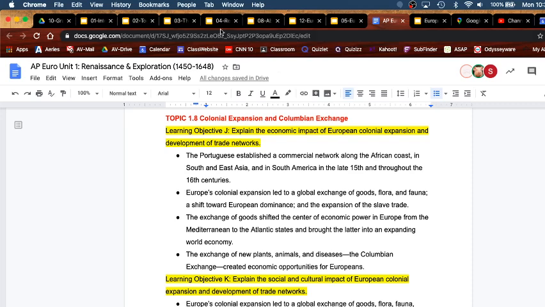And maybe I should point out one of the reasons why some of these things fall outside of the sphere of these dates is because they are very important dates, but there's also some arbitrariness to them, meaning that sometimes events will start during one time period and definitely spill over into another. And so what we're going to be focusing on today is topic 1.8.